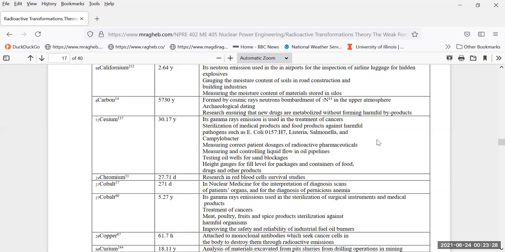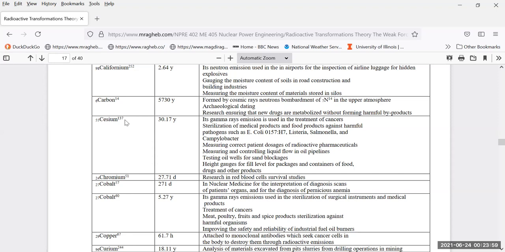Boiling cannot kill all viruses, so it has spread AIDS and hepatitis C. In the United States and industrialized countries, you find that those disposable syringes are sterilized using the radiation either from cesium-137, which is efficient, or from cobalt-60. So also its gamma rays and emissions are used in the sterilization of surgical instruments and products.